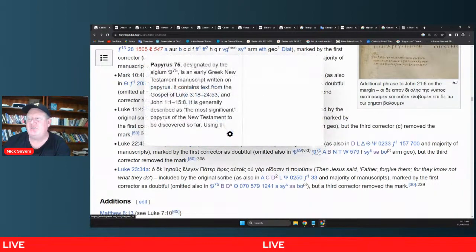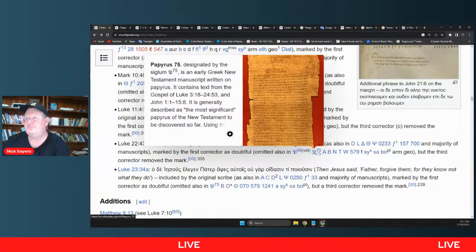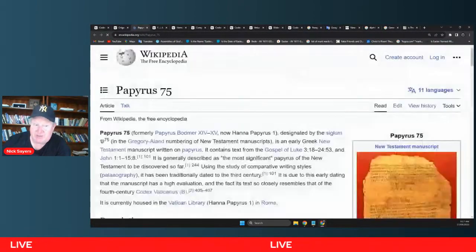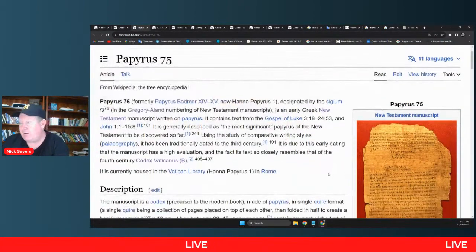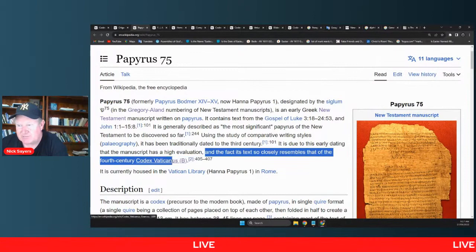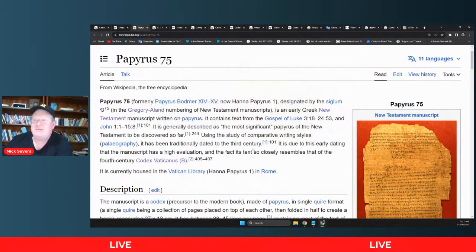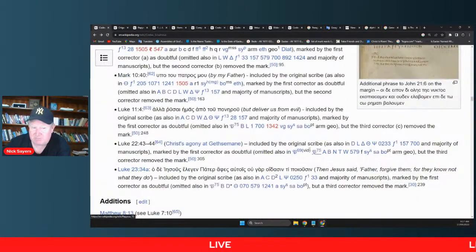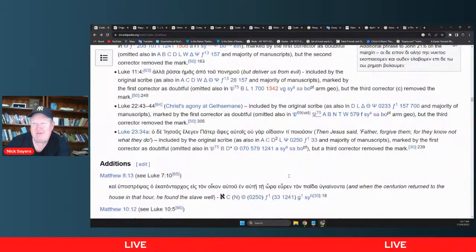And then P75. Even if we look at P75, because we just looked at the 78% thing, notice this: the fact its text closely resembles that of the 4th century. So that's the thing. It just becomes a consensus, something they parrot, and it just becomes fact, where when you look at the details, it's just scraping over the line. You know what I mean?